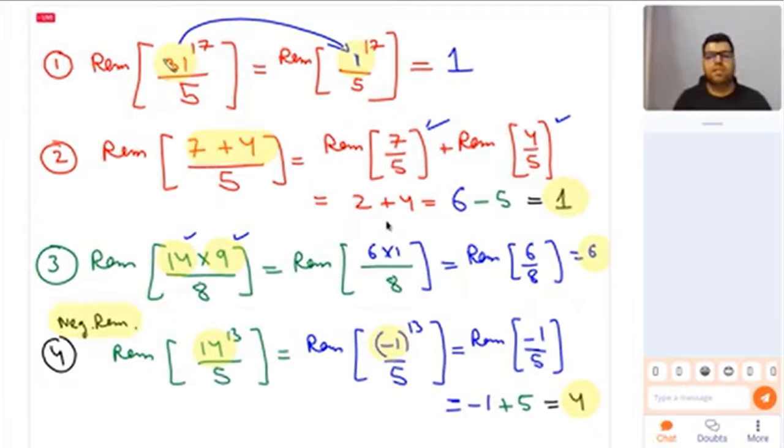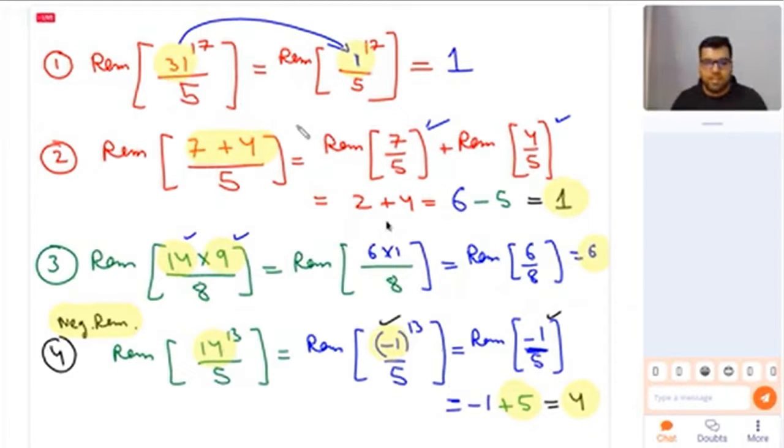14 remainder with 5 is 4, but I wrote it as -1. -1 raised to an odd power is -1. So the remainder is coming out to be -1, and I cannot write it as -1. I have to add 5, because a remainder with 5 should be between 0 and 5. So -1 plus 5, I added 5 to get the answer 4. So these were the 4 broad properties which are the basis for the REM function, the remainder function.